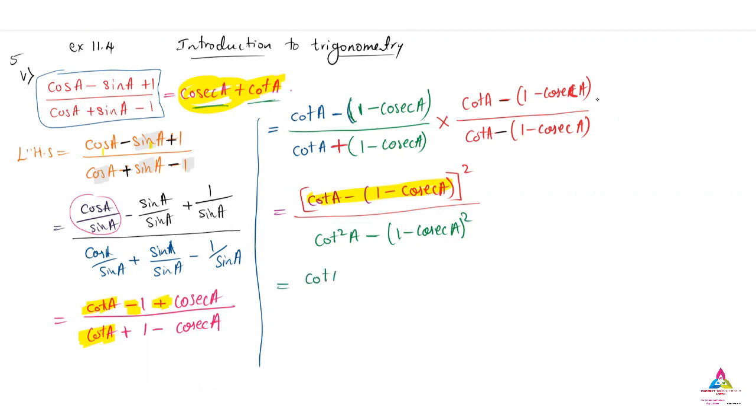Cot A I will write down as it is, minus I will keep it, I will multiply this inside for both, because the square is outside the bracket, so it will not become any problem. This negative sign I will multiply both inside. Minus into 1 is -1, and minus into minus is positive cosecant A the whole square. So it is the one term it became. So whole divided by cot square A minus 1 minus cosecant A the whole square.